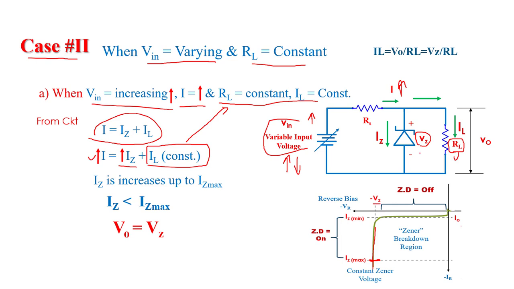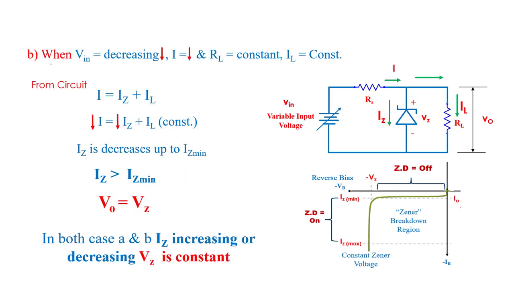The Zener diode is connected in parallel with the load resistance RL, so the output voltage is also equal to VZ because both are in parallel. So V output is equal to VZ, a constant output voltage maintained across the device. If the current is increasing or decreasing, the output voltage must be constant, that is equal to VZ. Now we have to consider the next case.